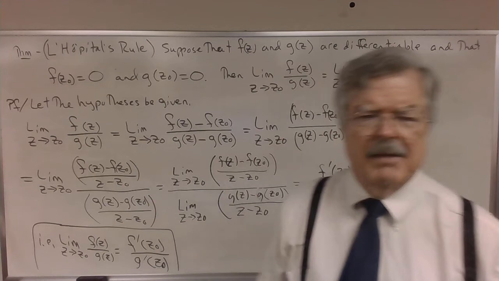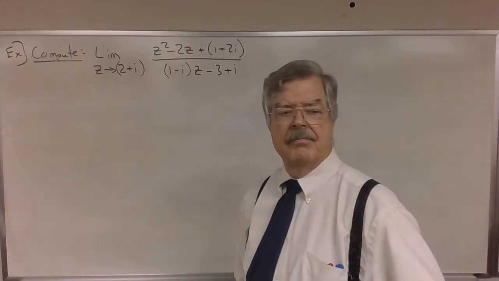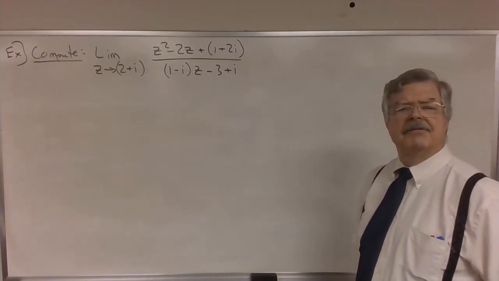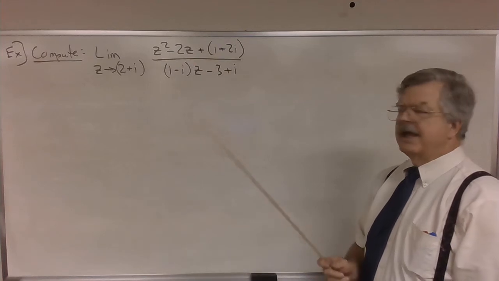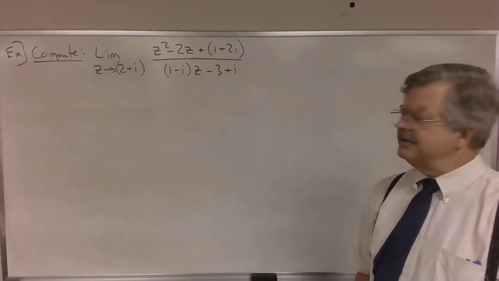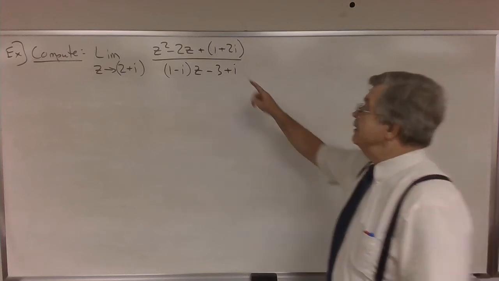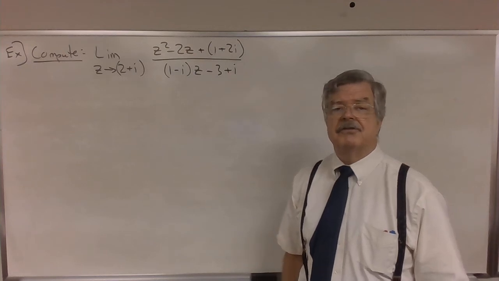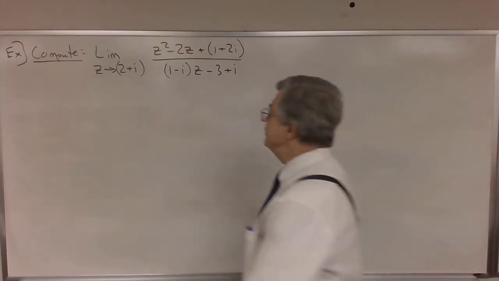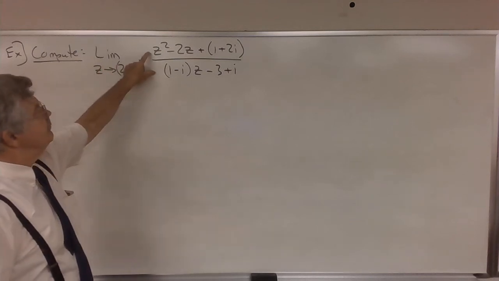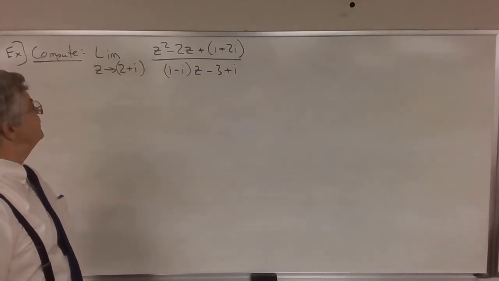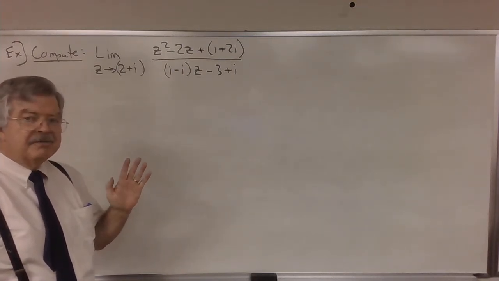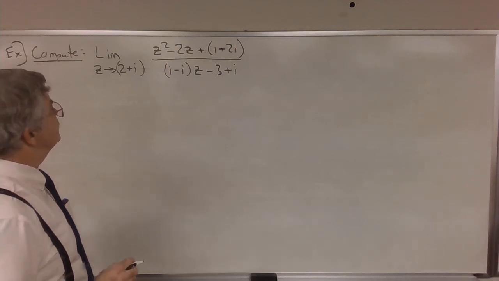Now I want to do an example. This one might look kind of familiar. We did it yesterday, but we're going to do it a different way today. The top is a polynomial in z. The bottom is a polynomial in z, so they're continuous, which means that we can compute the limit of this quotient by just plugging in z, provided that the denominator is not 0. Well, let's see.